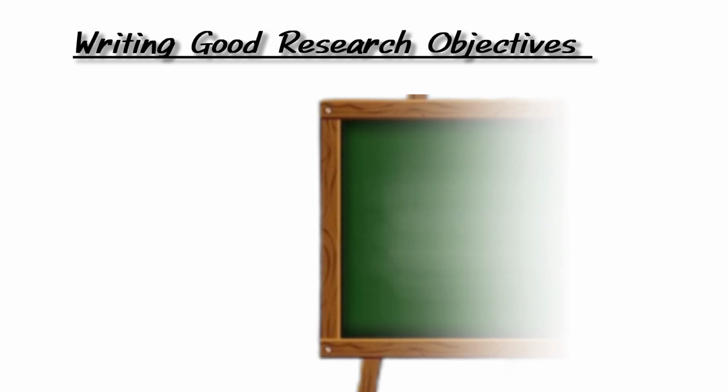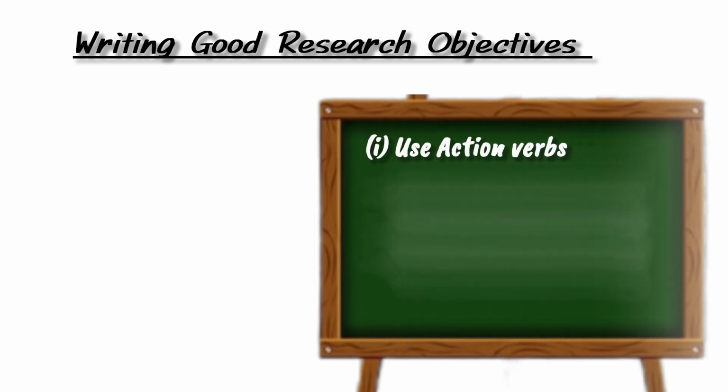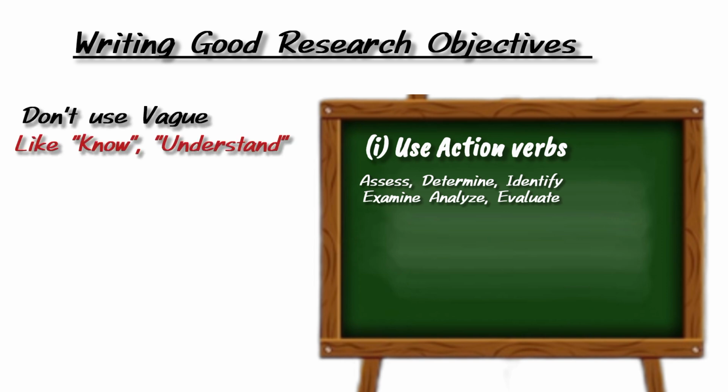So now, how do you write good and perfect objectives? So here are some golden rules. The first one, start with an action verb such as assess, determine, examine, identify, analyze, or evaluate. Don't use words like know or understand. The second rule is make them SMART.